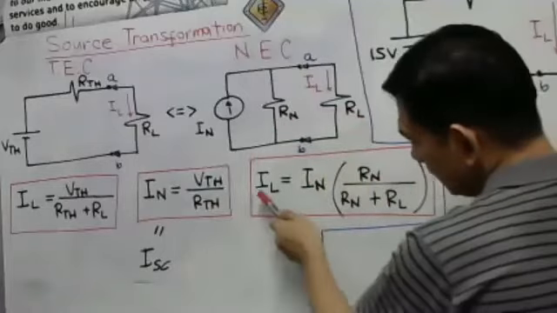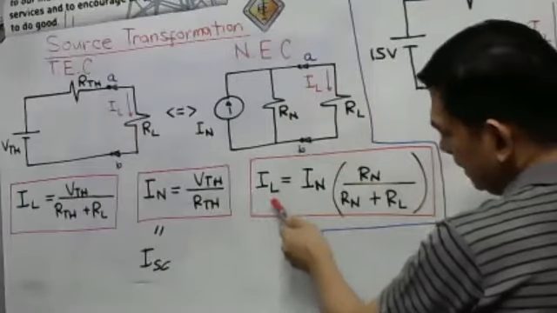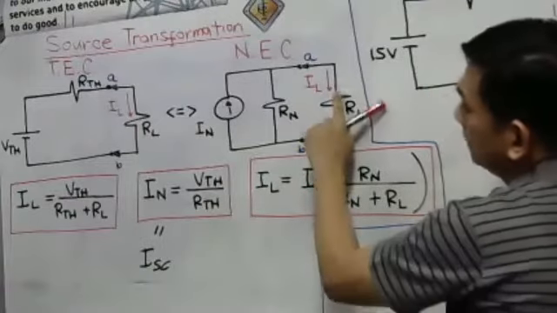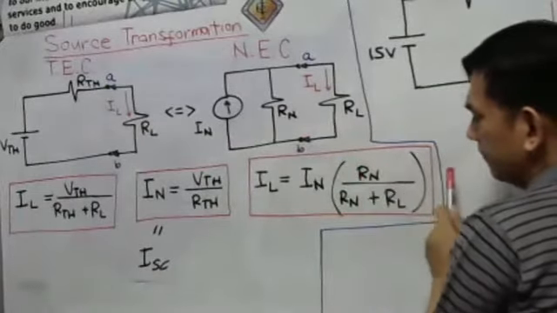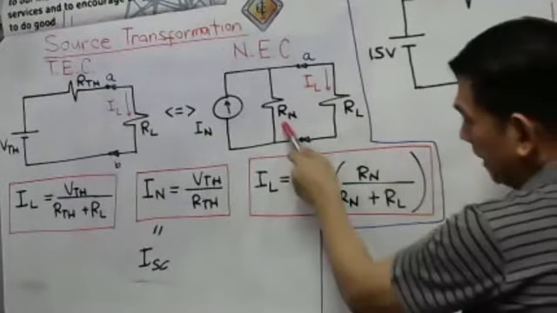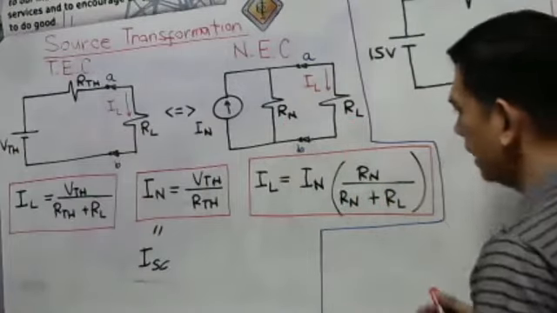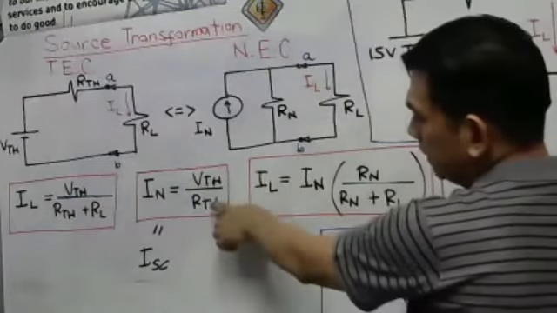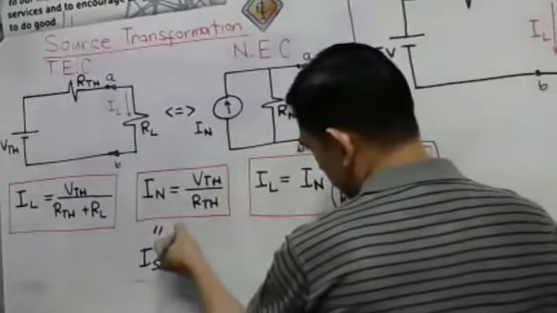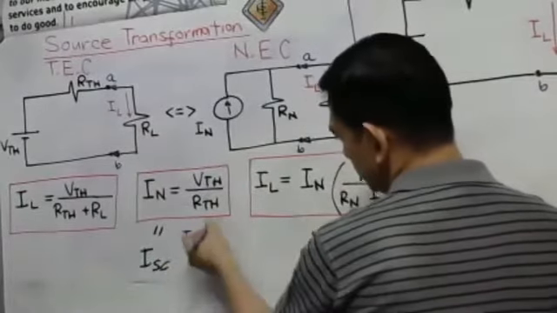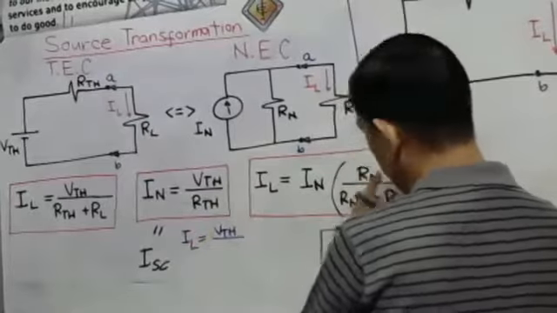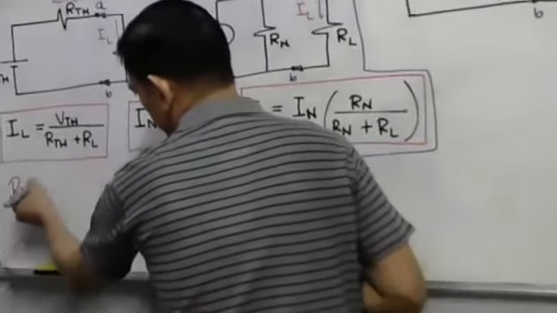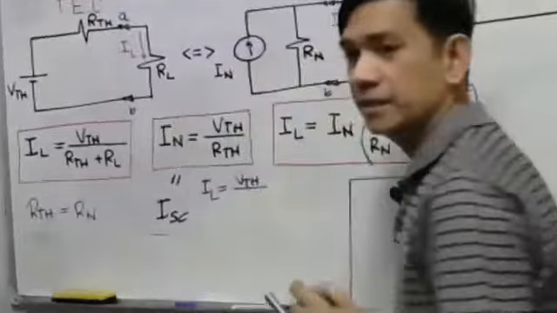Now, what is the formula in getting the IL? Our IL is simply equal to I sub N, the resultant current, multiplied by the opposite resistance, R sub N, divided by the sum of the two resistors, R sub N plus RL. Now, we said that our I sub N is VTH over RTH, so we can substitute here. Our IL is equal to VTH over RTH. But take note that our RTH is also equal to our RN.